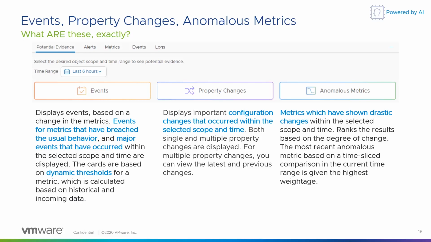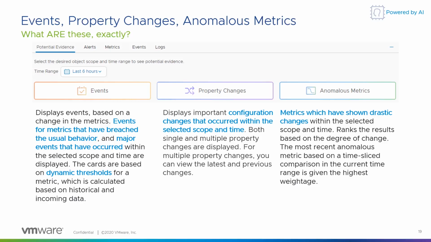And property changes are somewhat self-explanatory, right? This is going to be any configuration changes that happen on any of the objects within the scope of what we're troubleshooting. So if somebody were to add more CPU or maybe even take away CPU from a virtual machine, then that's going to show up under property changes.